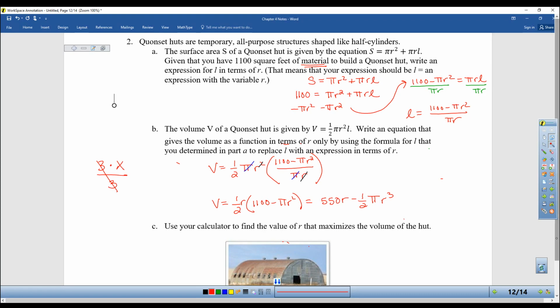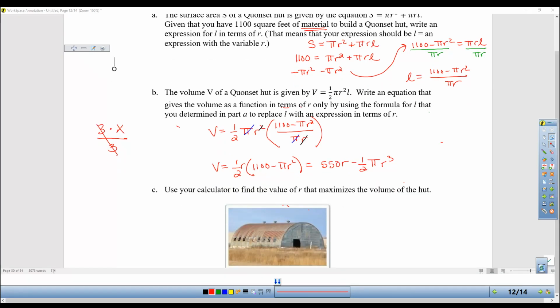So now I'm going to use my calculator to find the value of r that maximizes the volume of the hut. So in other words, this is a cubic equation of some kind. I didn't actually draw the whole graph. We know in general that cubic graphs go like this. I don't need to see the entire thing because I want the volume over positive values of r. When r is negative or when the volume is negative, that doesn't matter to me.